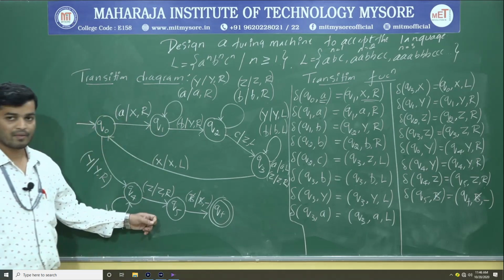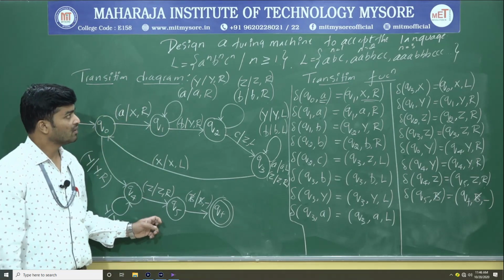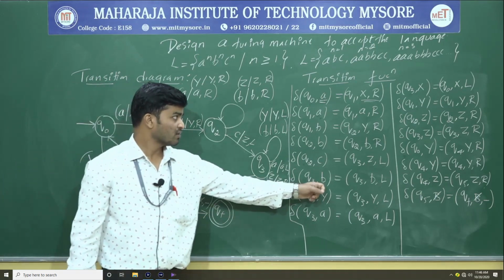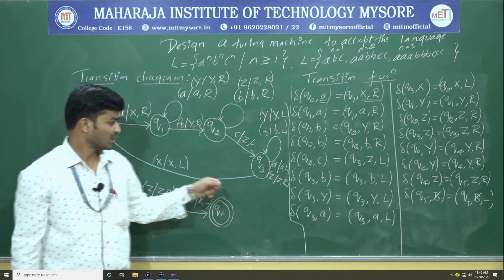So this is the transition diagram for the given language a to the power of n, b to the power of n, c to the power of n. If you have the transition function, it is easy to write the transition diagram.